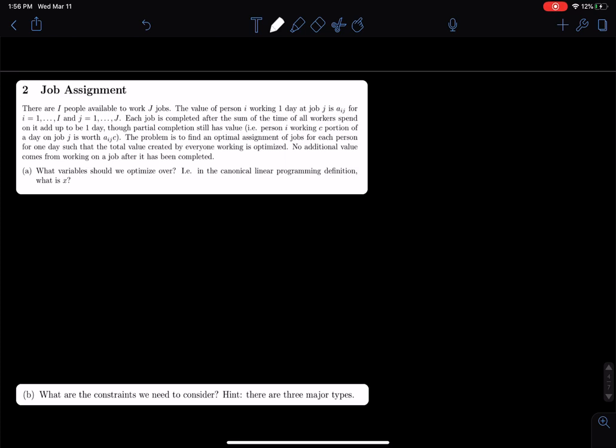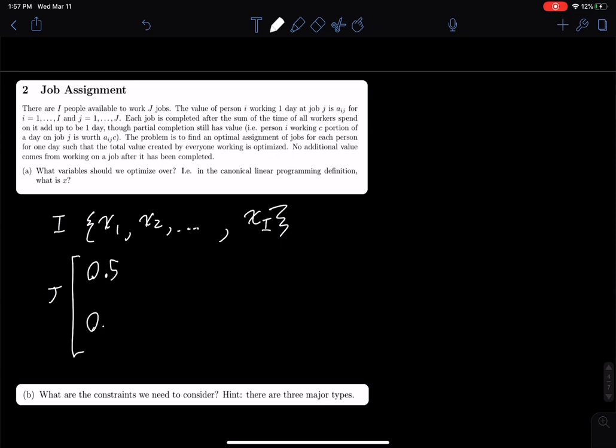So here we have I different workers, x1, x2, all the way through xI, and each one of them chooses to divide their time among J different jobs that have to be completed. For example, if there are 2 jobs, maybe the first person chooses to spend half their time on the first job and half their time on the second job. And the second person chooses to spend none of their time on the first job and all of their time on the second job.